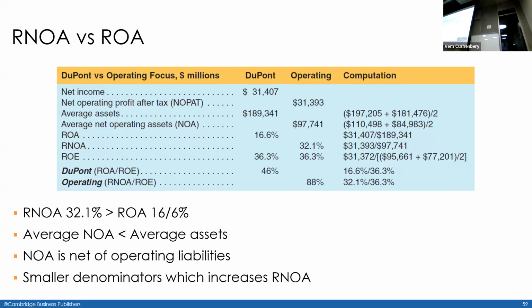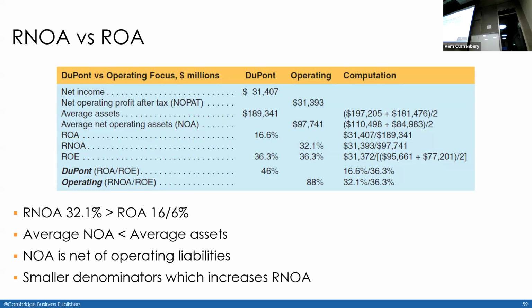Pfizer's net income was 31 billion. Their net operating profit after tax was 31 billion, so not a lot of difference there. Their average assets were 189. Their average net operating assets were 97. So that's a huge difference. So Pfizer has non-operating assets of what looks like almost $90 billion.